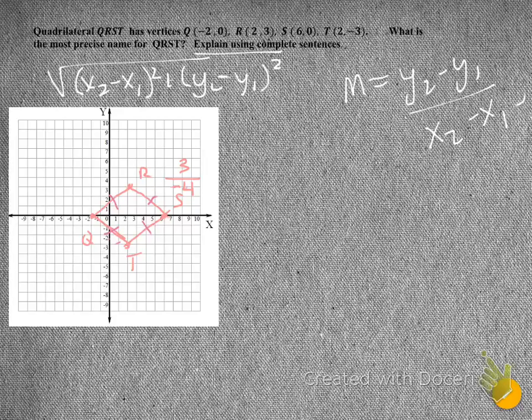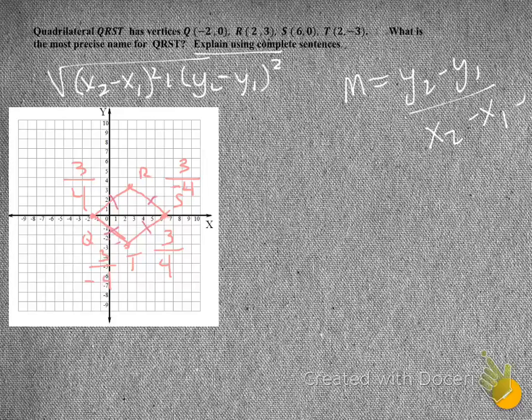Okay, so my next one, let's go from T to S. So I rise 3, and I run to the right 4, so it's a positive 3 over 4. So my next one then, if I go from T to Q, I rise 3, I run to the left 4. If I'm going from Q to R, I rise 3, and I run to the right 4. So there's my slopes for all of them.